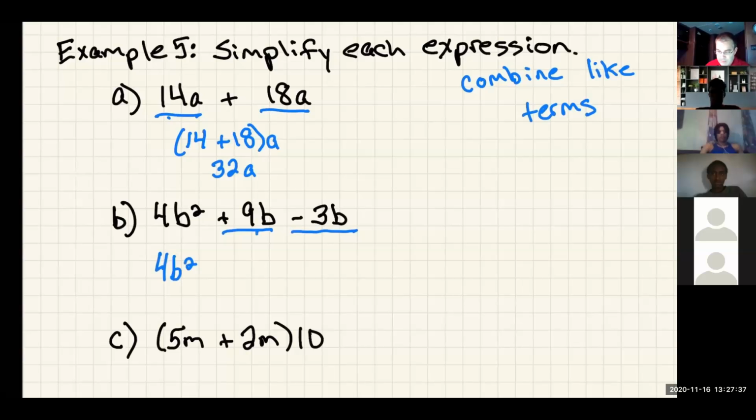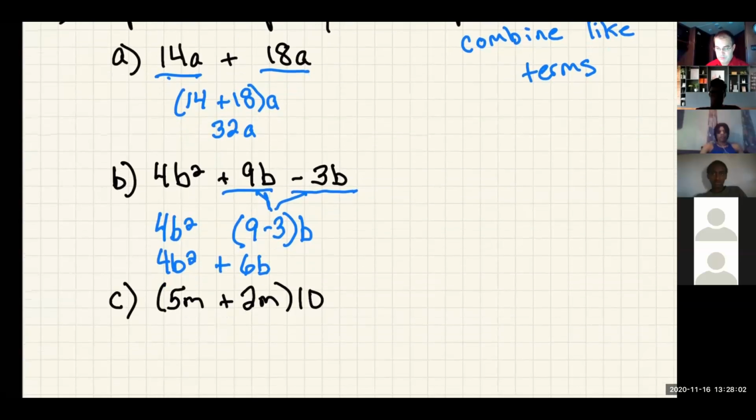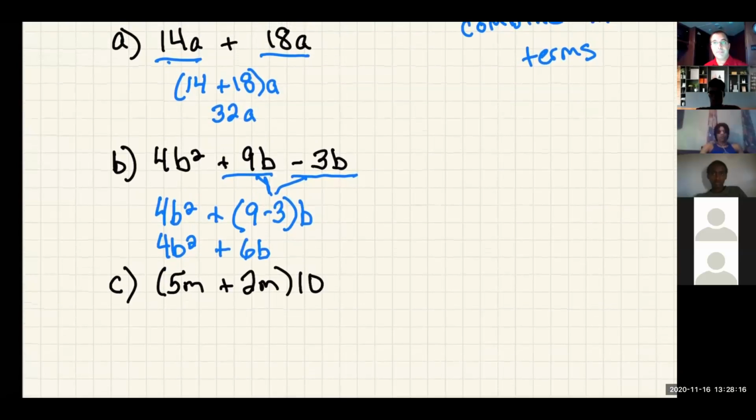And then when I go to combine this 9b and 3b together, I can just do the 9 minus 3b. And that gives me a final answer of 4b squared. The 9 minus 3 results in a positive 6, so that will be plus 6b. Any questions? It probably wouldn't have been a bad idea for me to have brought that plus sign down as I was doing that problem. Either way, as long as you don't forget it in your final answer.